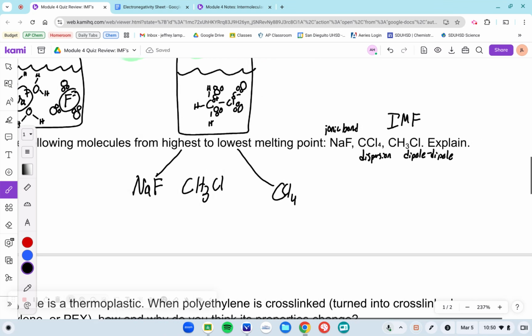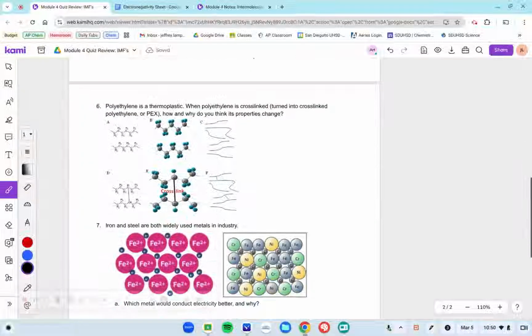So my explanation just comes down to the intermolecular forces, right? We have the strongest force in the ionic bond because we have the full positive attracting to a full negative. The CH3Cl is a little bit weaker because it only has a partial positive and a partial negative attracting. And then CCl4 is the weakest because it has a temporary partial positive and partial negative attracting to each other. All right, on to the back page.